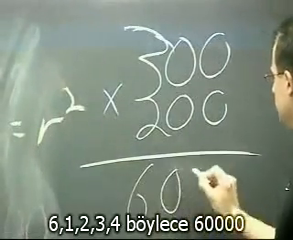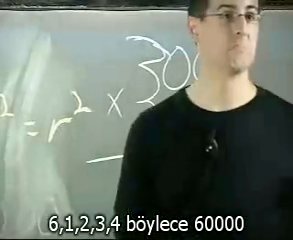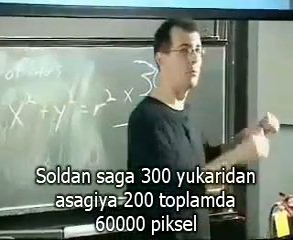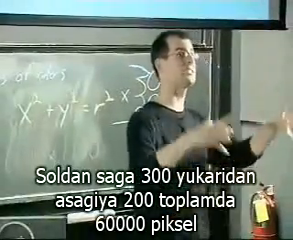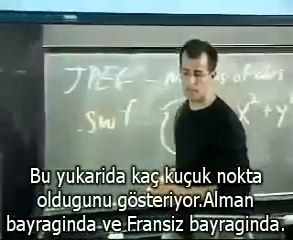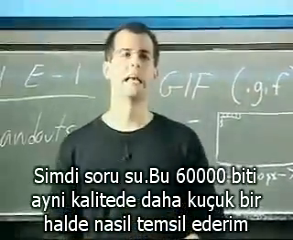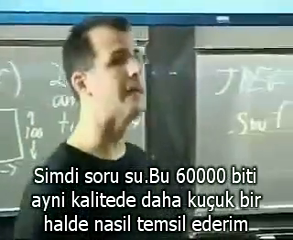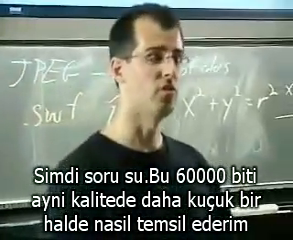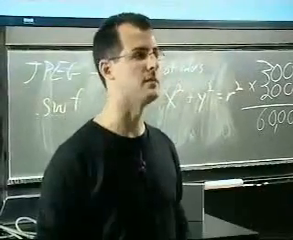All right, so 60,000. It's kind of impressive that you go from 300 across, 200 down, and you get 60,000 pixels, but that's how many little dots make up the German flag and the French flag. So the question on the table is, can you represent these flags with the same aesthetic effect, but using fewer than 60,000 bits?